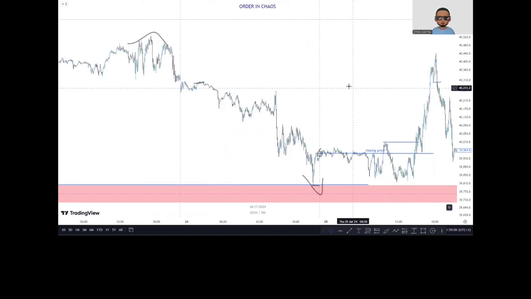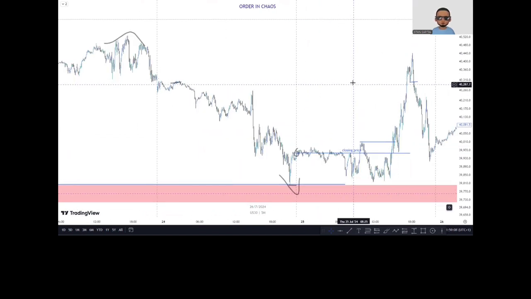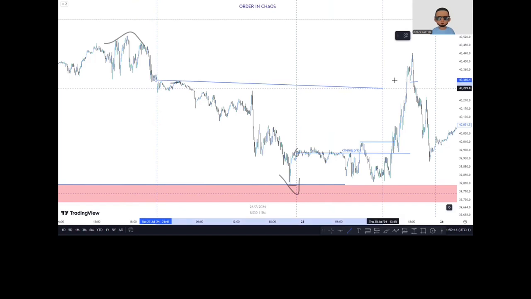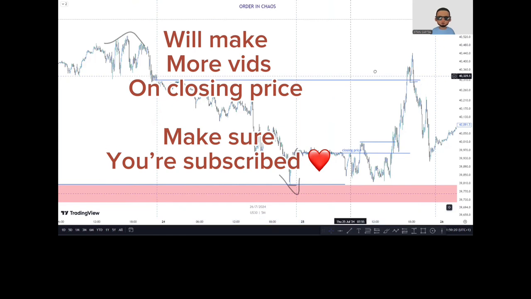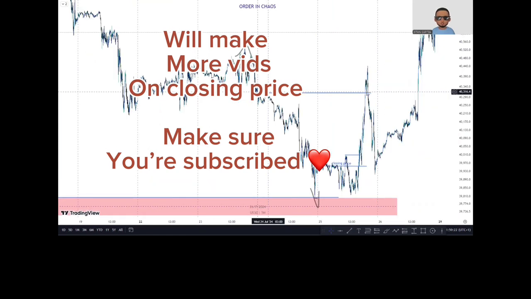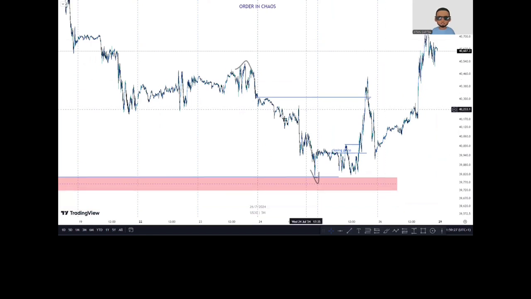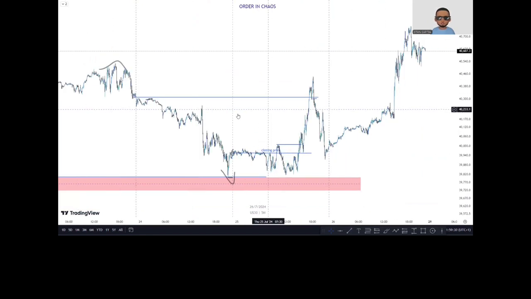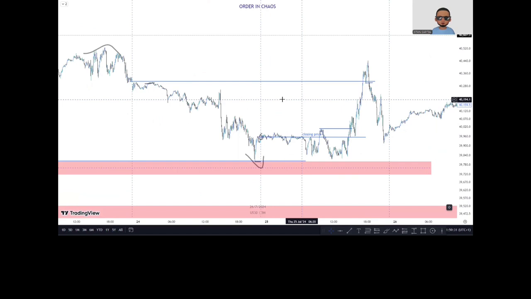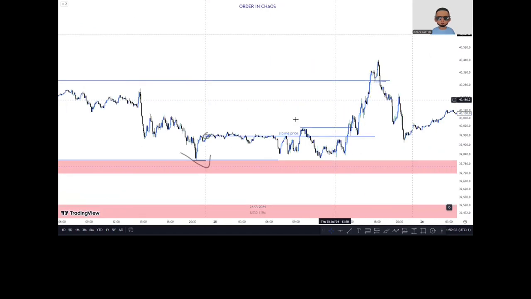But personally, I targeted this area. Why is that? Closing price. It's very, very funny. It's not guesswork, right? Once the market gets to the closing price, most of the time it usually reacts.